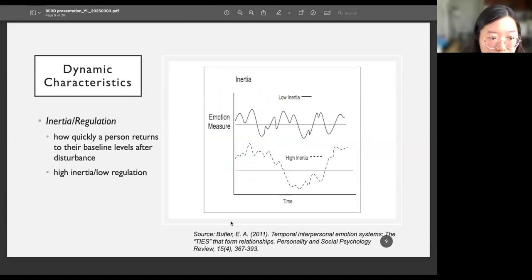First, inertia measures how quickly a person returns to their baseline levels after disturbance. In this plot, if we look at the line with high inertia, that means people are more resistant to change. Compared to the low inertia line, this line shows that after entering the low emotion level, this person stayed in this level for a very long time, and it takes longer for it to return to the previous level. So basically it measures how resistant this person is to change or to returning to the baseline level after some disturbance. And in this presentation, we'll use inertia and regulation interchangeably, such that high inertia will mean low emotion regulation.